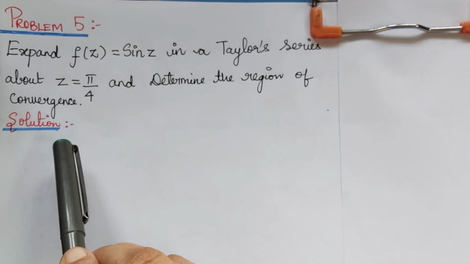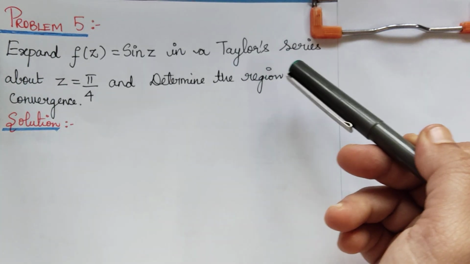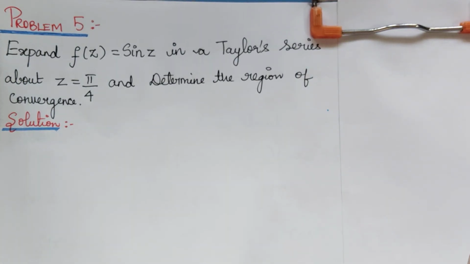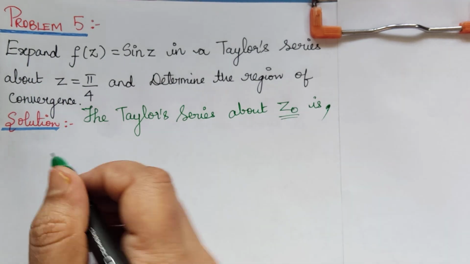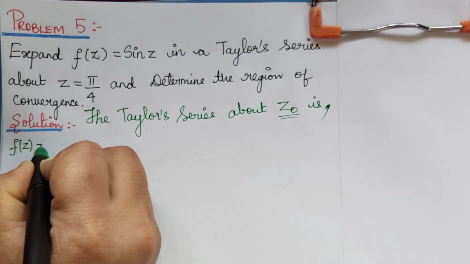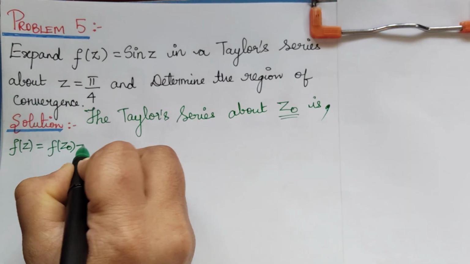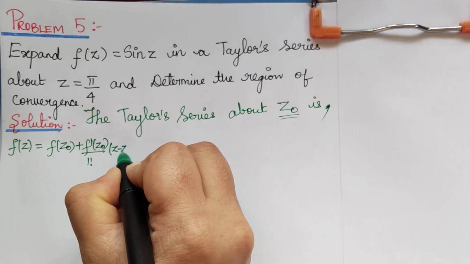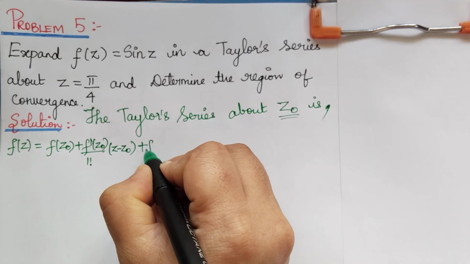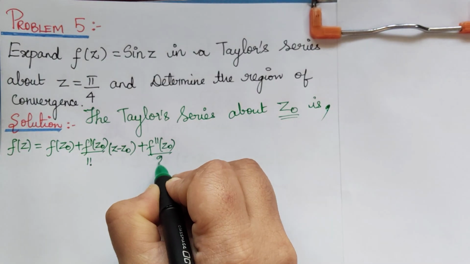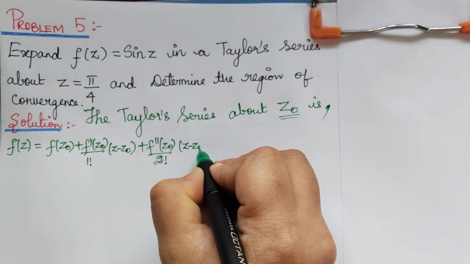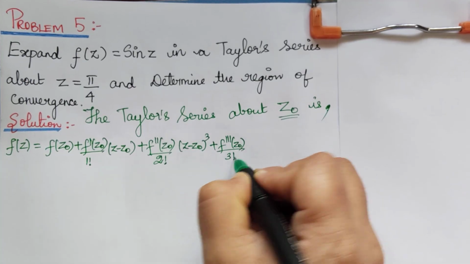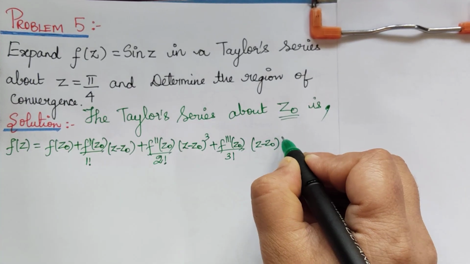In our previous four problems, we have already seen how to expand by using Taylor series. So we shall first write the expansion of Taylor series for that. The Taylor series about a point z naught is given by f of z equal to f of z naught plus f dash of z naught by 1 factorial multiplied with z minus z naught plus f double dash of z naught by 2 factorial multiplied with z minus z naught the whole cube plus f triple dash of z naught by 3 factorial multiplied with z minus z naught the whole power.